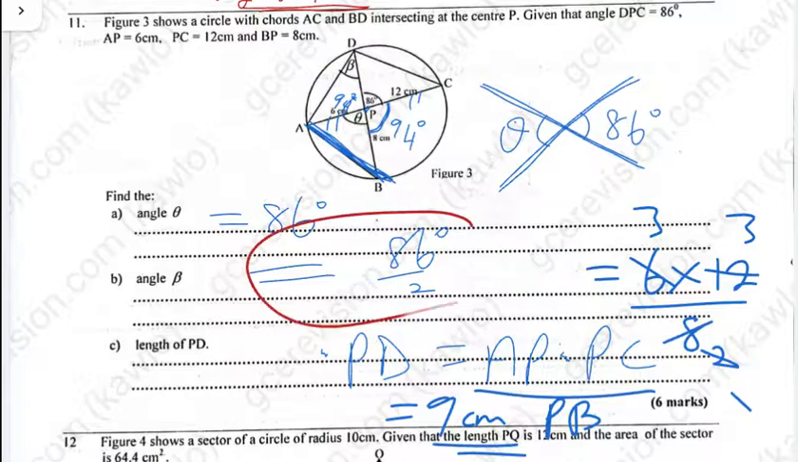So for now, I'm still leaving this one out because the properties do not really allow me to give the answer. So we have to use the different angle properties to get the solution.